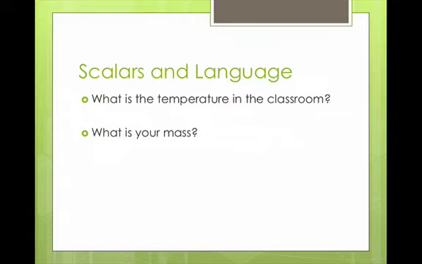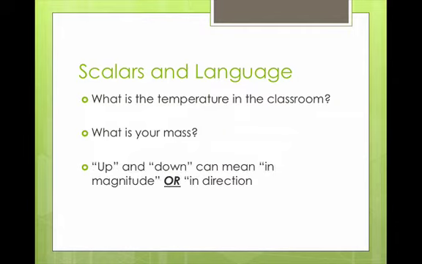Same thing is true of mass. If I ask you, what is your mass? You know, how much do you weigh? People frequently talk about their weight in terms of going up and going down. My weight has gone down. You know, I've been on this diet and I've been running. But up and down, once again, don't mean direction. They just mean size. If my weight goes up, I've just gained more mass. I haven't gone vertically upward. It's not directional. So up and down especially can mean magnitude or direction, so we have to be very careful about the language we choose when describing scalars and vectors.